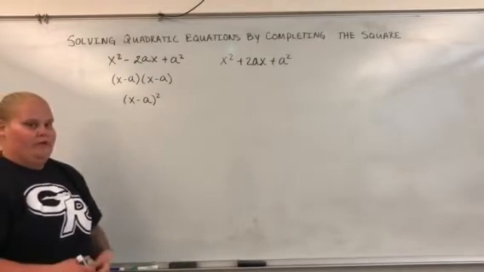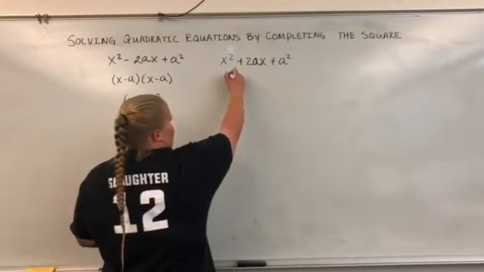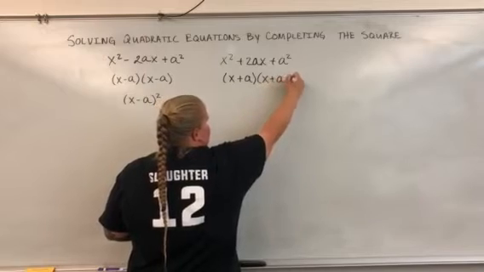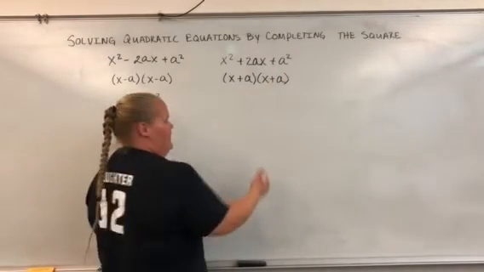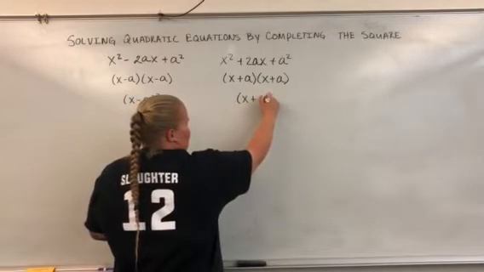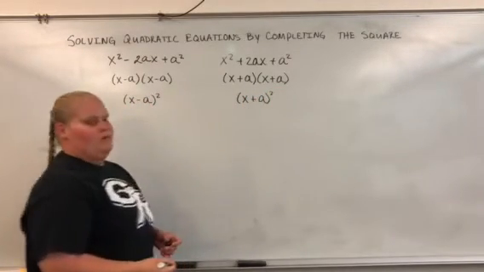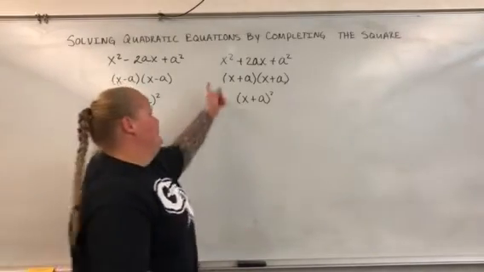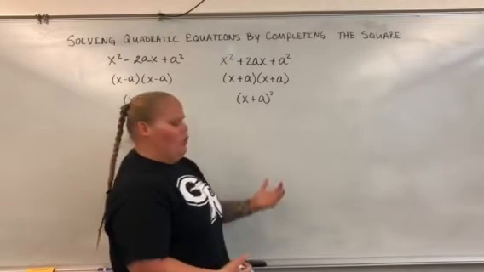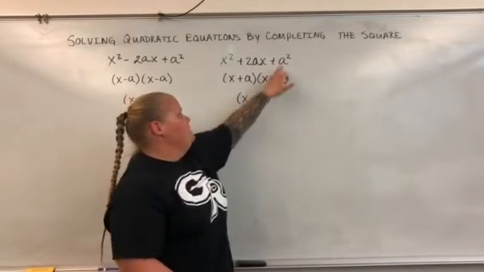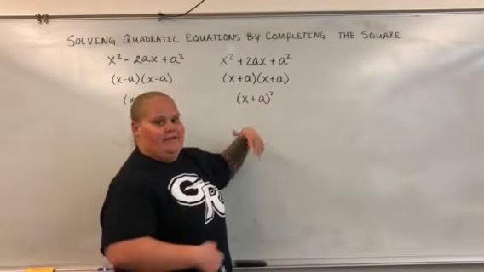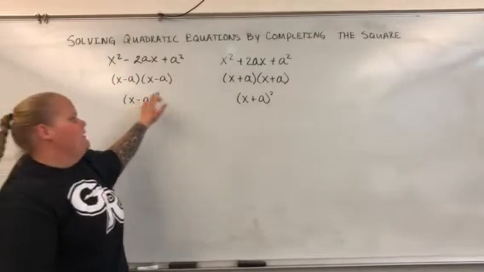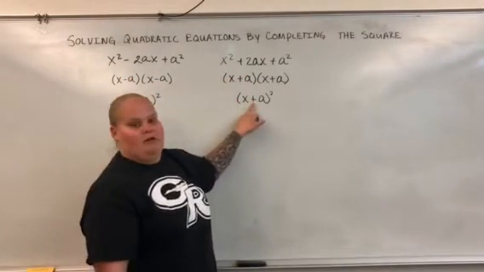Okay, same thing over here. The factored version of this trinomial would be x plus a times x plus a. And the condensed version of that is going to be x plus a squared. So it's really easy to factor here. If you have a perfect square trinomial like this, all you have to do is take x, plug it in. Take a, plug it in. And then look at the middle term. If the middle term is negative, this middle term is negative. If the middle term is positive, this middle term is positive.